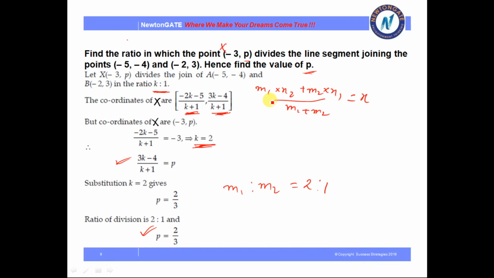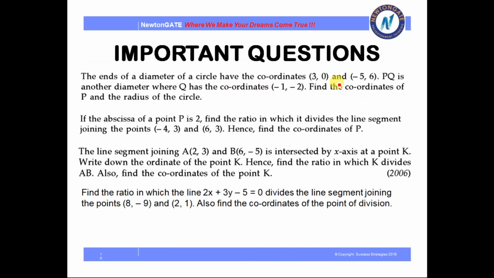So keep watching because I am going to give you the important questions now. You can note down the questions and do solve those questions. So these are the important questions. You can see that this question has appeared in the 2006 boards. So solve these questions. These questions are very important.